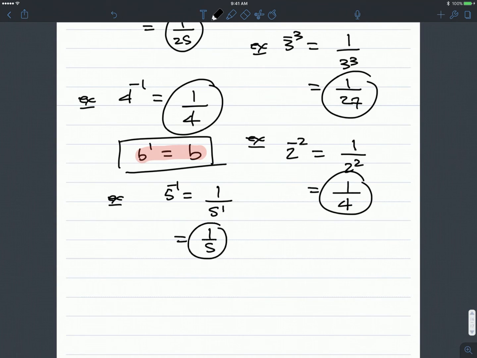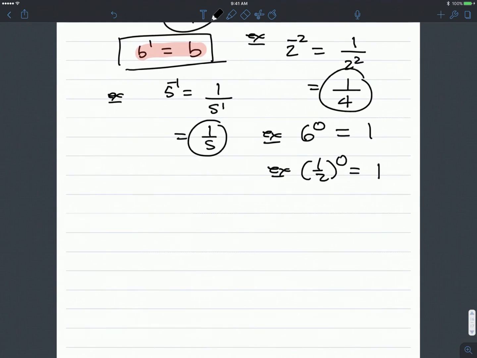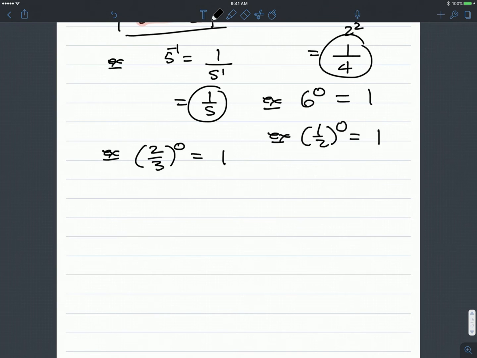Is that right? Let's see if you're awake. I'm going to throw you a curveball. 6 to the 0 power. 1. Good. 1/2 to the 0 power. Is that 1? Okay. How about if I gave you 2/3 to the 0 power? What's this? Is that 1 as well?